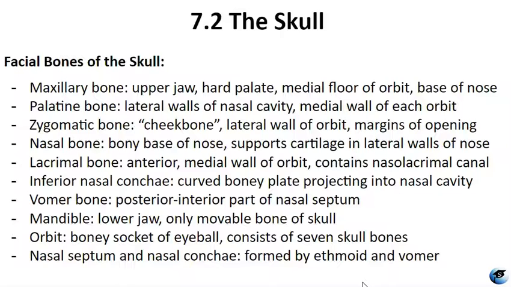Lastly, the orbit serves as the bony socket for the eyeball, and it contains muscles responsible for eye movement and eyelid function. With contributions from 7 skull bones, the nasal septum, formed by the ethmoid and vomer bones, and the nasal conchae, bony plates projecting into the nasal cavity, complete the intricate facial bone structure.